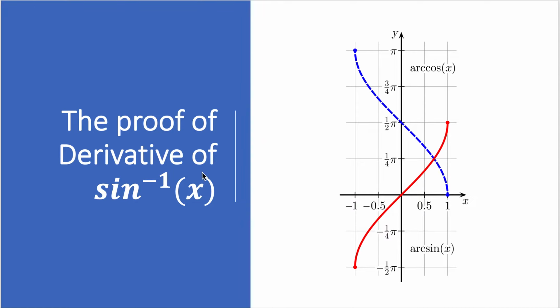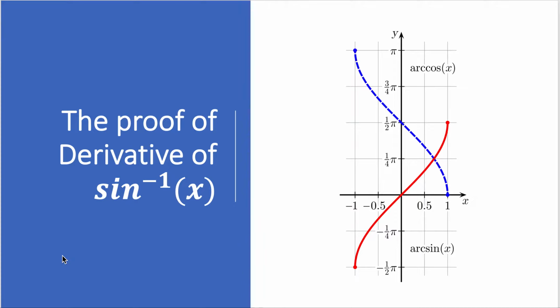The proof of the derivative of inverse sine x, or sometimes we call it arc sine x. The graph of the arc sine x, or the inverse function of sine, is the red one. This is the graph, and the arc cosine x, or the inverse function of the cosine x, is the blue one. But now let's go and prove the derivative of inverse sine of x.